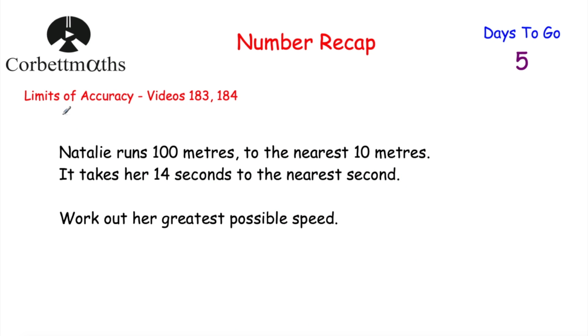Okay, another topic that you're quite likely to encounter is limits of accuracy. So whenever you're dealing with limits of accuracy, consider the lower bounds and the upper bounds. So let's consider the distance. It's 100 meters to the nearest 10 meters. So in terms of the lower bound for the distance would be 95 meters, and the upper bound would be 105 meters. In terms of the time, it takes 14 seconds to the nearest second, so the lower bound would be 13.5 seconds, and the upper bound would be 14.5 seconds.